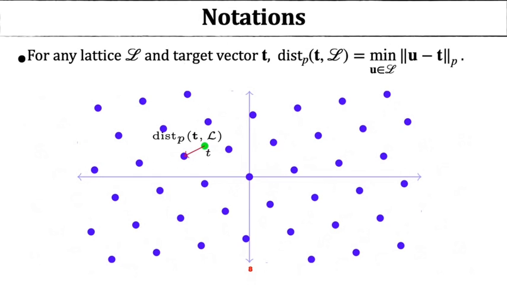And the other notation is distance. For any lattice L and target vector T, the distance between the target vector T and L in the LP norm is the minimum distance between any lattice vector and the target vector in the LP norm. So we will use the notation distance between T and L.